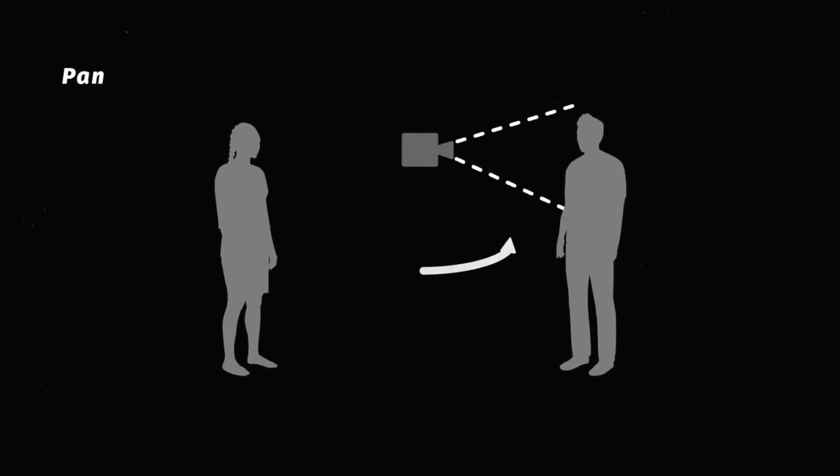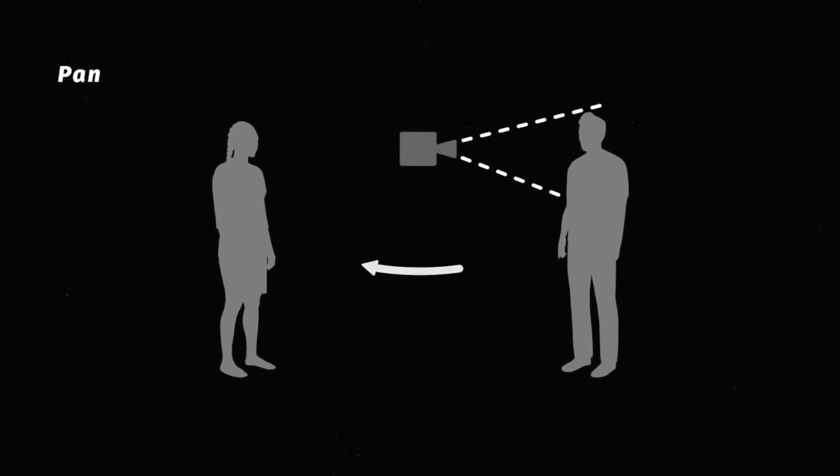To pan the camera, pivot the camera horizontally left or right. Wondering when to use a pan? Well, think about when you pan your head.